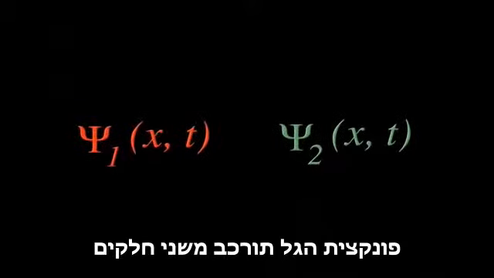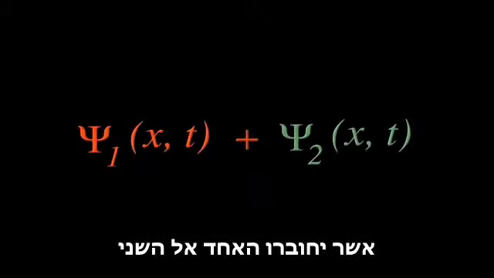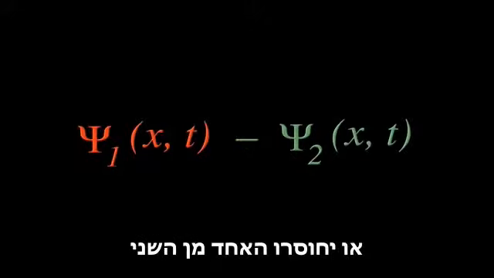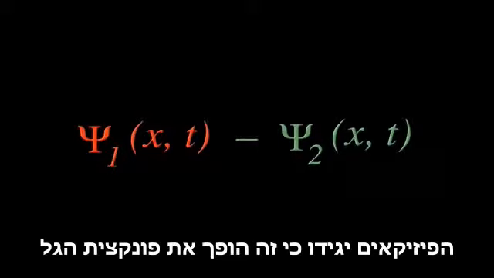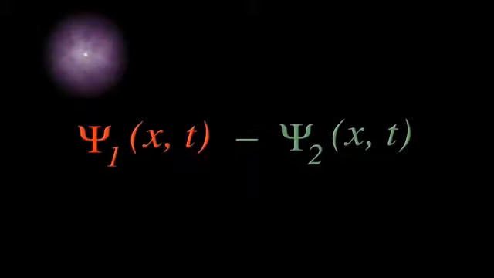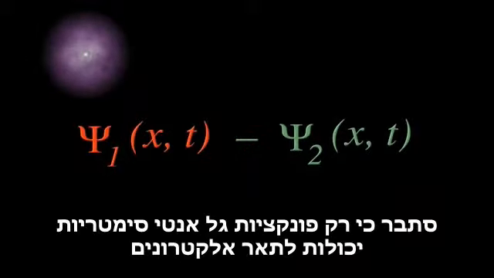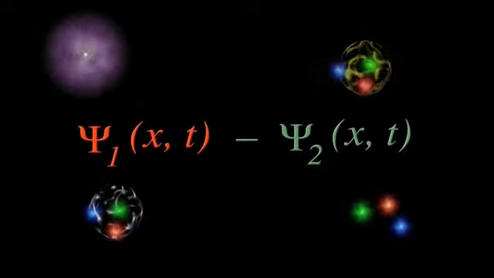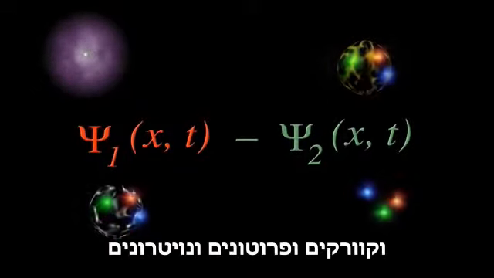This new two-particle wave function will have two parts to it, and those parts will either add or subtract. Physicists would say this makes the wave function either symmetric or antisymmetric. And it turns out that only the antisymmetric function works for the electrons, and quarks, and protons, and neutrons.